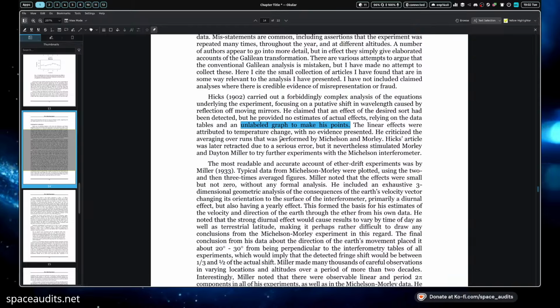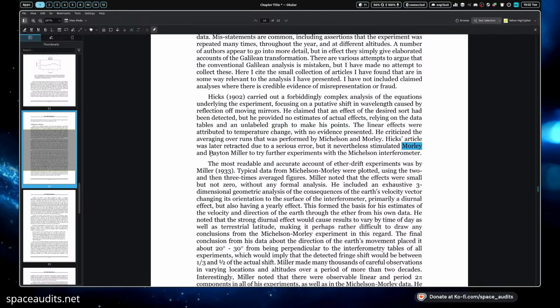The linear effects were attributed to temperature change with no evidence presented. He criticized averaging over the runs that were performed by Michelson and Morley. The Hicks article was later retracted due to serious error, but nevertheless stimulated Morley and Dayton Miller to try further experiments with the Michelson interferometer.